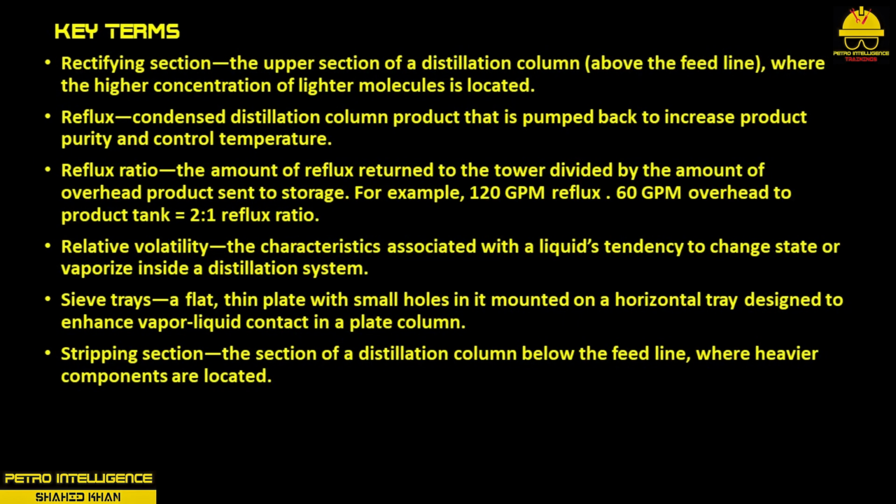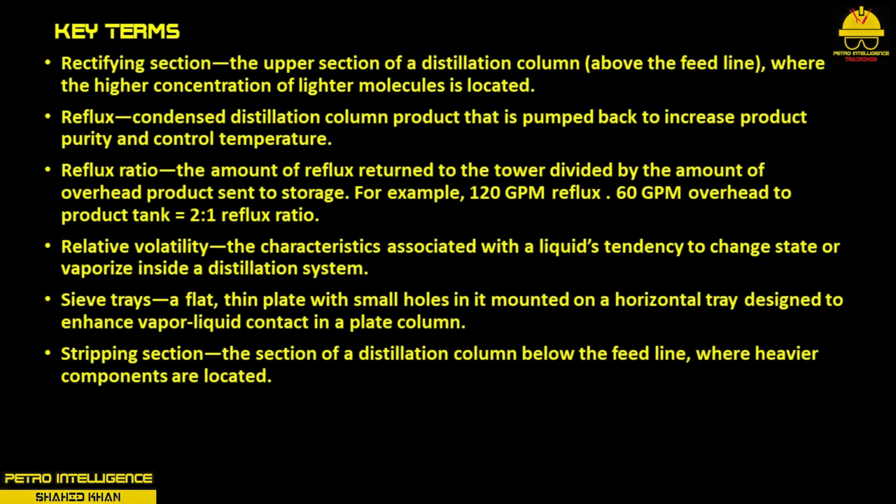Rectifying section is the upper section of a distillation column, above the feed line, where the higher concentration of lighter molecules is located. Reflux is condensed distillation column product that is pumped back to increase product purity and control temperature. Reflux ratio is the amount of reflux returned to the tower divided by the amount of overhead product sent to storage. For example, 120 GPM reflux divided by 60 GPM overhead to product tank equals 2:1 reflux ratio.